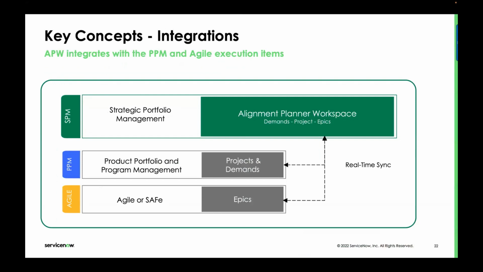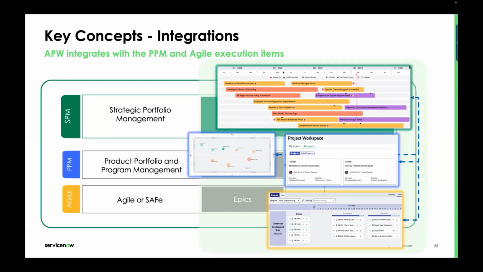All right. So let's now get into quickly. This is a visual of the integrations. So you think about Alignment Planner as this workspace sitting up top, but it uses information that sits in the rest of SPM. So it's going to be using demands and projects and epics, right? So you think about this integration, what it does is APW sitting at the top there. It's an example of the roadmap. And then sitting in the blue, I've got the demand dashboard and I have a project workspace.